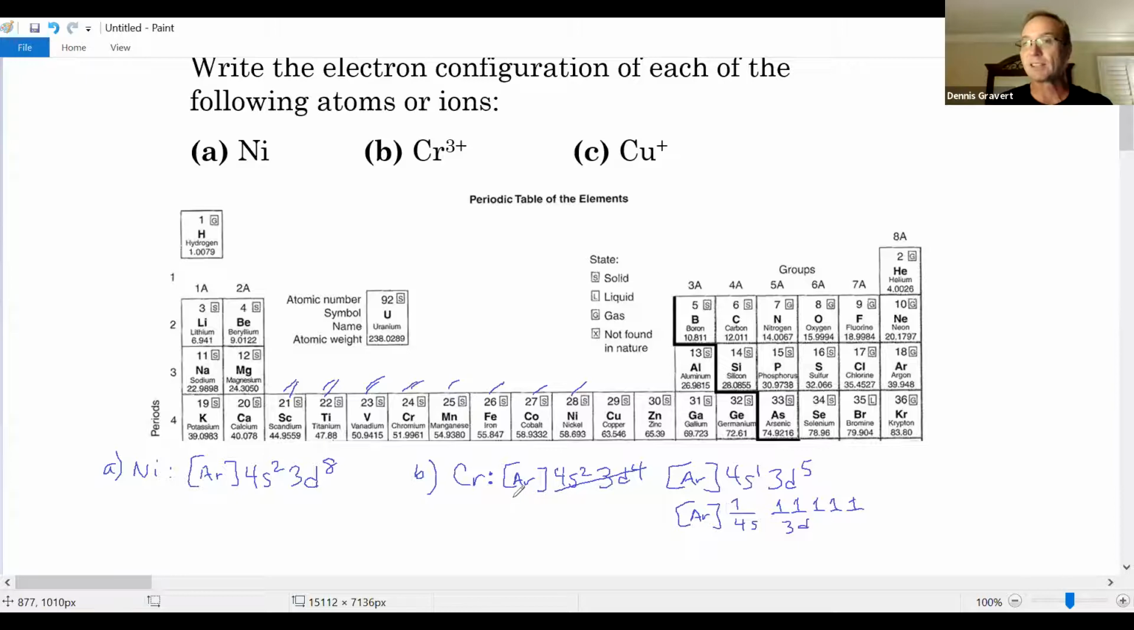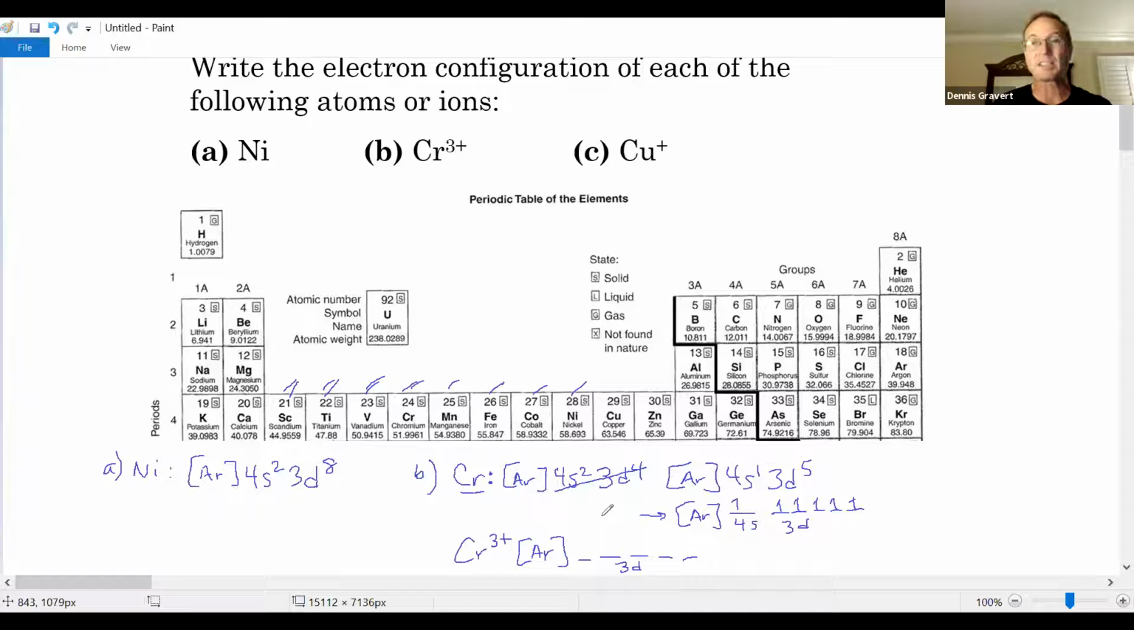Cool. Wait, we're not done with the question. That's the neutral atom. So now to go to the chromium +3, take away electrons from this one. So remove the outermost electron in the 4th shell. So the 4th shell is empty, so I'm not going to draw it. It's going to leave me with the 3d's. I already removed 1 electron.